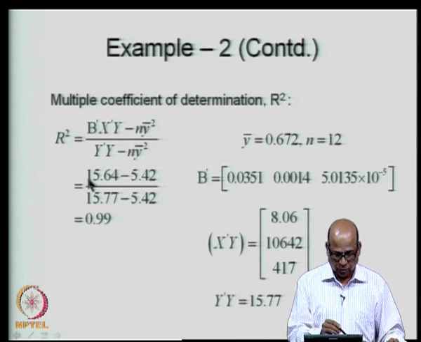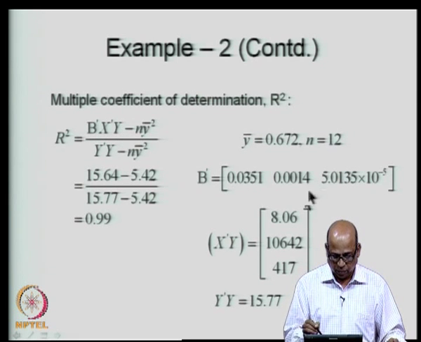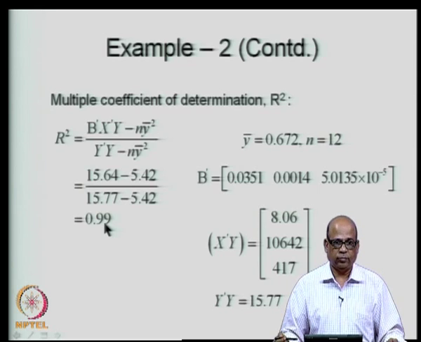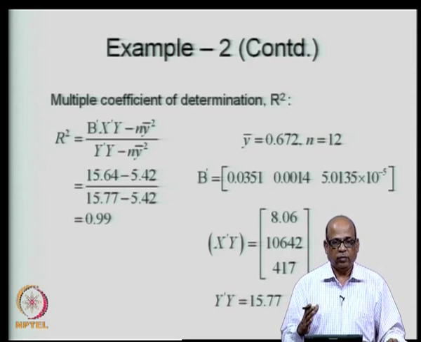So, we know all of these values here: b dash is given, x dash y is given. You multiply these two, you get 15.64, and when n y bar squared, you will get 5.42, and so on. So, R square turns out to be 0.99. Remember, R square, the closer to 1, the better is the fit.